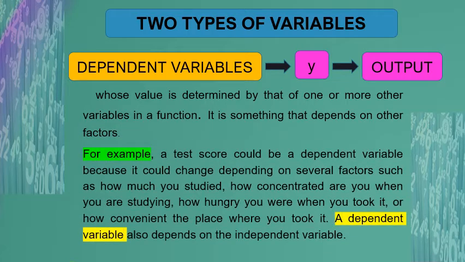For example, a test score could be a dependent variable because it could change depending on several factors, such as how much you studied, how concentrated you are when you are studying, how hungry you were when you took it, or how convenient the place where you took it. A dependent variable also depends on the independent variable.